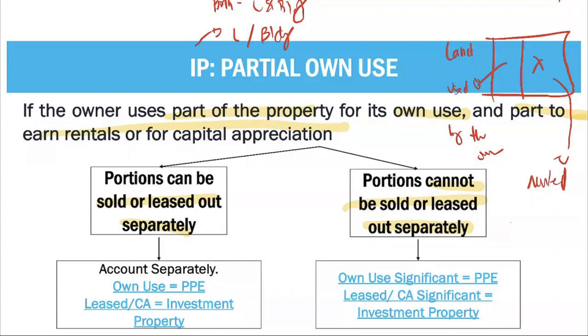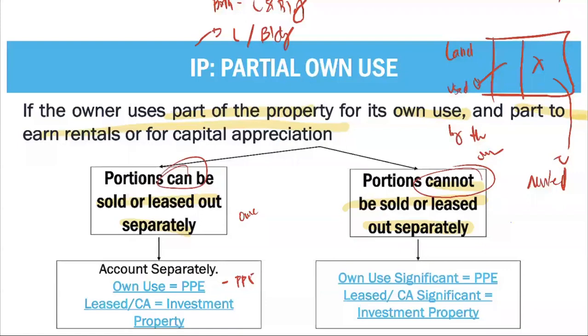So you cannot say the boundary of what can be rented and what is not, because you cannot set up the proper area for that particular person. So you need to look at whether it can be separated or it cannot be separated. If it can be separated, you account for it separately. In our example, the own use is considered PPE, and the portion for lease or capital appreciation is investment property. But what if it cannot be sold or leased out separately?